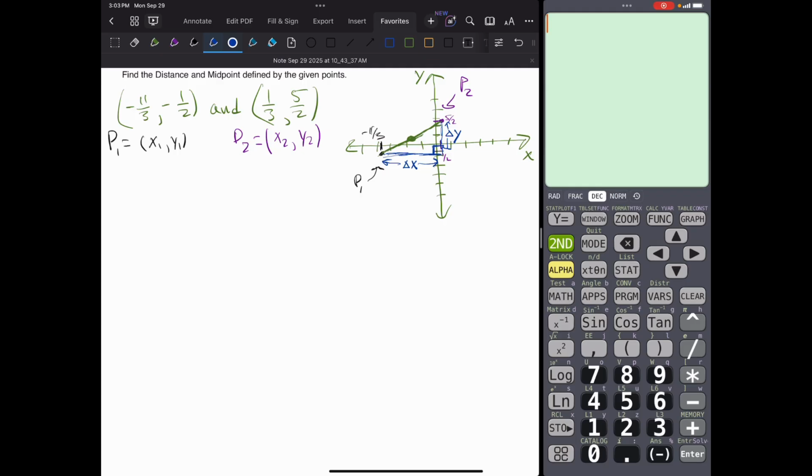And so in a sense, I don't really have to memorize a new formula. This is just the Pythagorean theorem, because the distance that I've been asked to find, which is the length of that piece of the triangle, the hypotenuse of the triangle, is just going to be d squared equals delta x squared plus delta y squared.